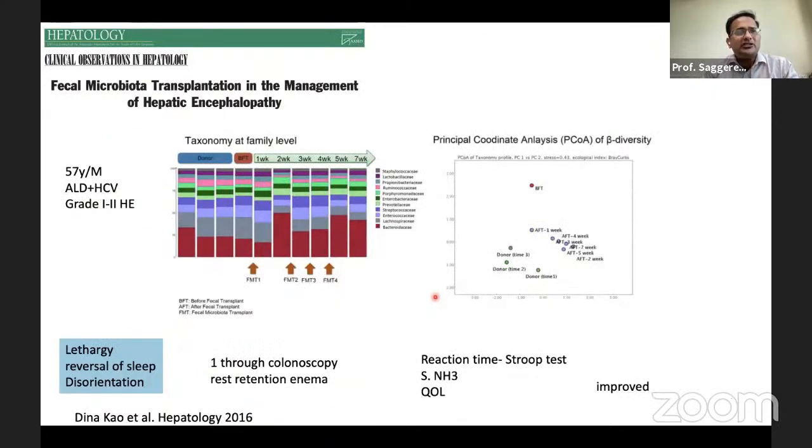This was the first case report, published in 2016, on a 57-year-old man with ALD plus HCV with persistent or recurrent grade 1-2 HE. He was given 4 shots of FMT. The first was through colonoscope and the remaining were through retention enemas. The patient had persistent lethargy, reversal of sleep and disorientation. His performance improved after 15 days post FMT and remained improved for a couple of months, with improved reaction time on the Stroop test, reduction in serum ammonia levels, and improved quality of life. So this was the first study which showed that FMT can help in hepatic encephalopathy as well.